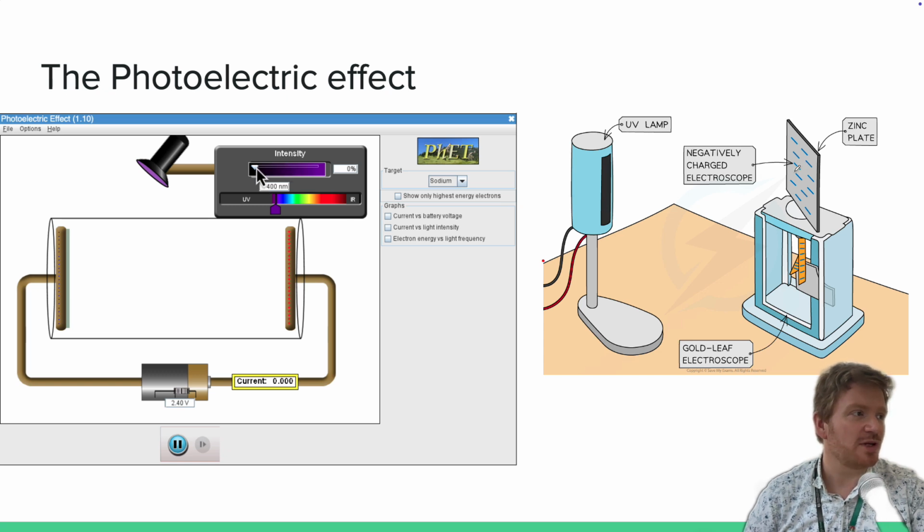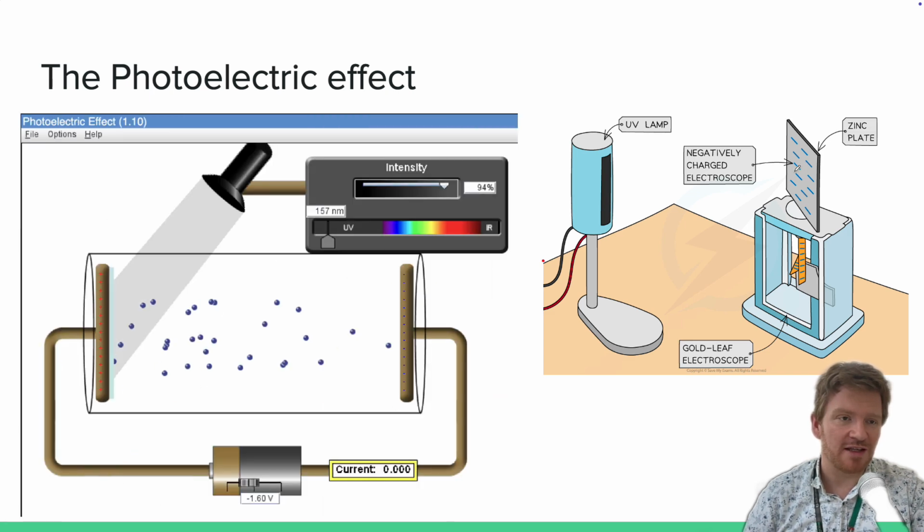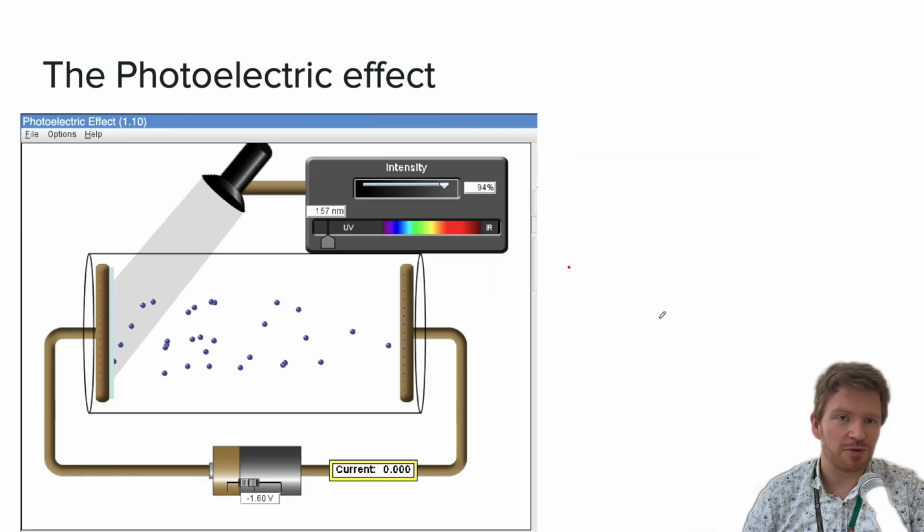So what happens with the photoelectric effect is we find if we shine some light on a plate, we start getting electrons leaving this metal. And because these electrons are now leaving, we can actually measure a current going between them. There's lots of different ways, like I said, that we can do this in real life. A pretty common one is actually to get a gold leaf electroscope.